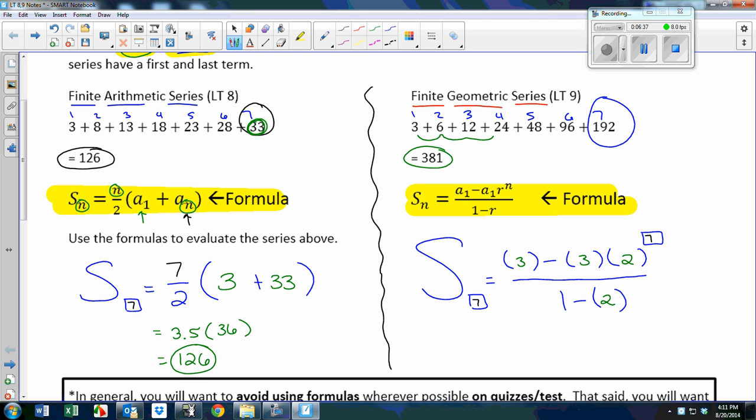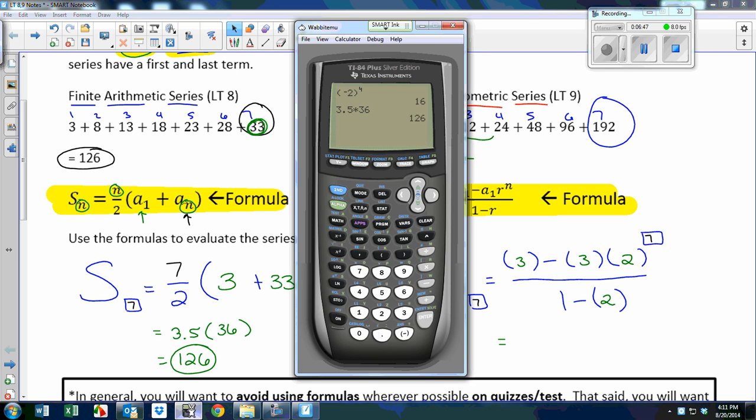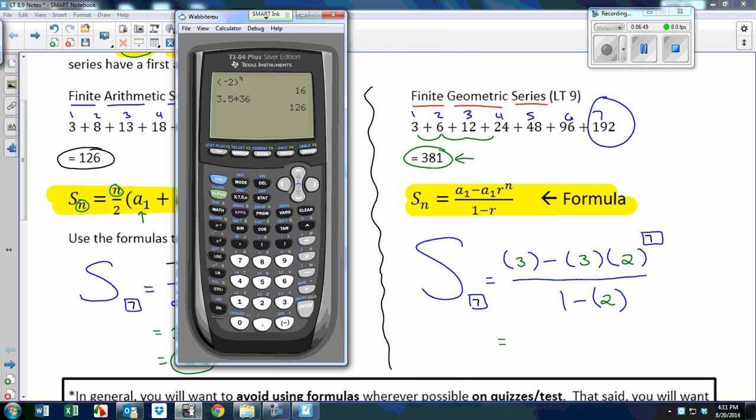All right, again, you might want to pause the video and see if you get the correct answer, which you know is 381. And then I'm going to show you how I would suggest you type it in the calculator. So pause the video now if you'd like. But here goes the sum. 3 minus 3, parentheses 2, exponent 7.